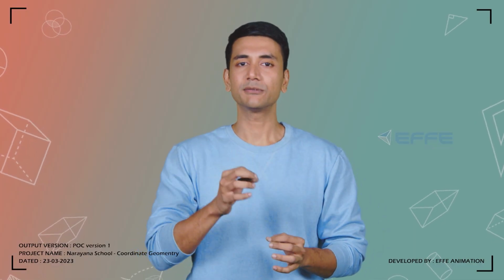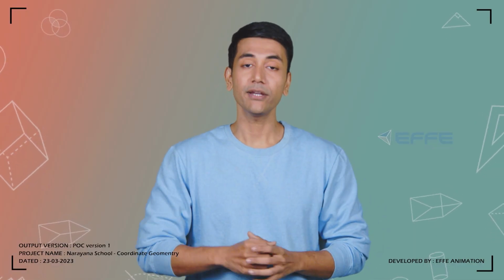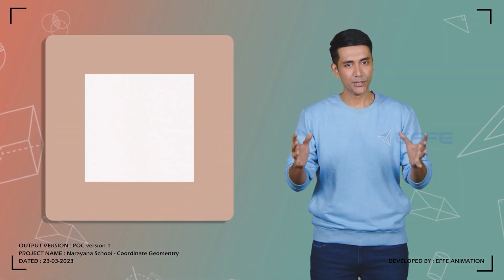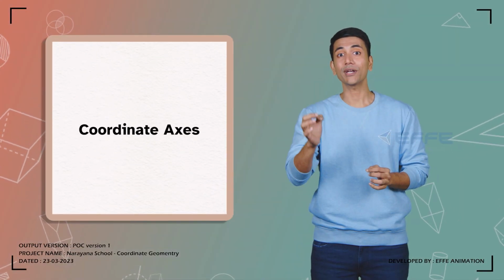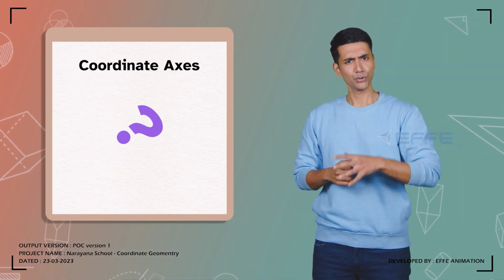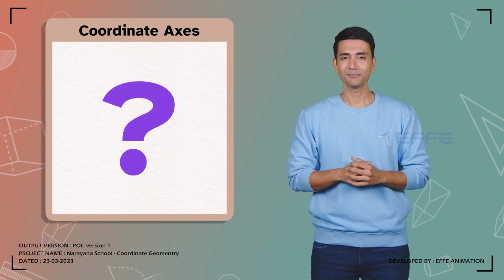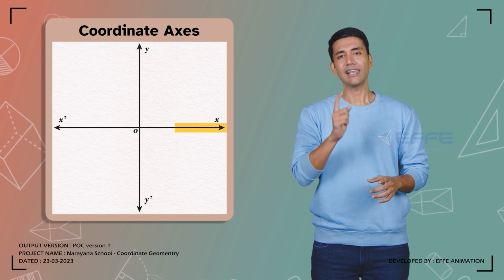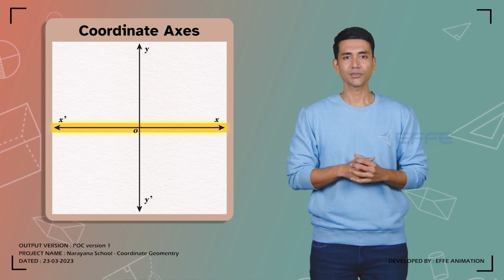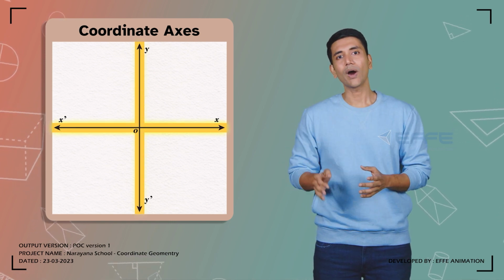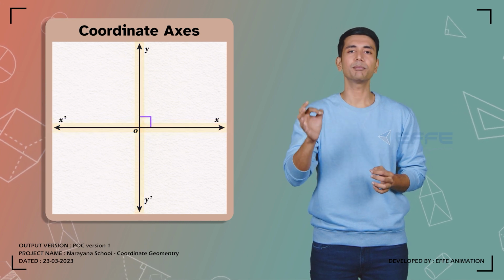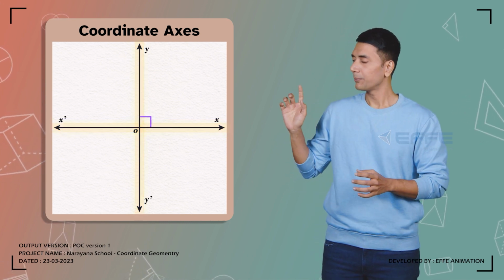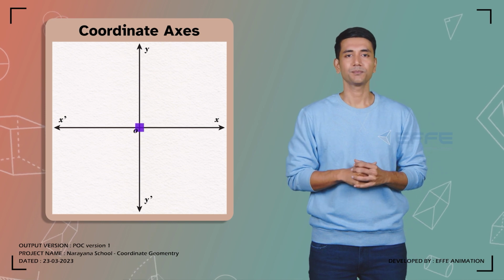Coordinate geometry helps us locate the position of a point on a plane. And to do so, we need coordinate axes. Do you remember what coordinate axes are? Take a look at this figure. The lines XOX' and YOY' are two mutually perpendicular lines meeting at point O.